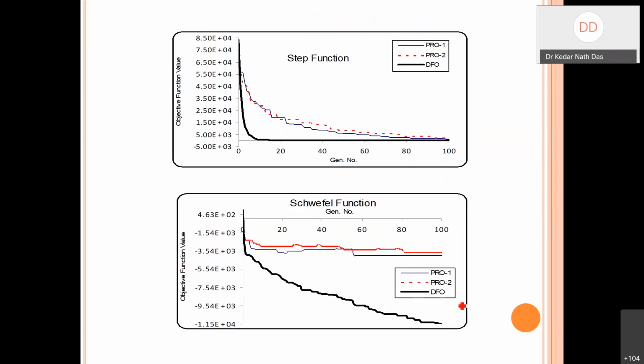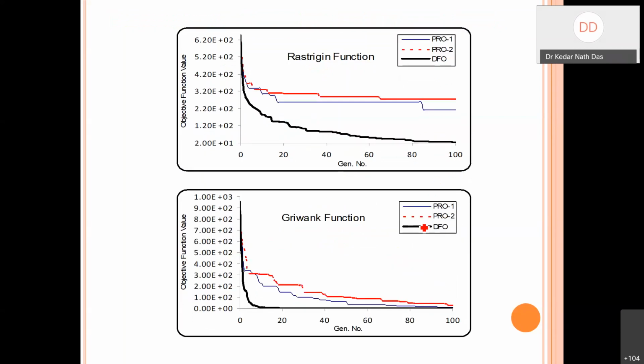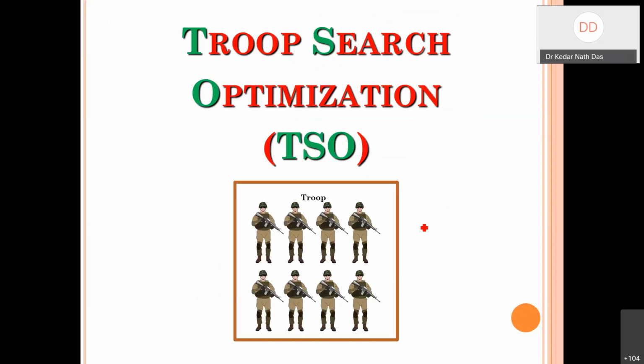The black line is DFO, which comes very close to the optimal solution, closer to the x-axis, or towards the negative side on the y-axis, to get the better result. Then another one is troop search optimization. I'm not going into details because a few minutes are left. I can understand. So troop search optimization is actually based on troops.